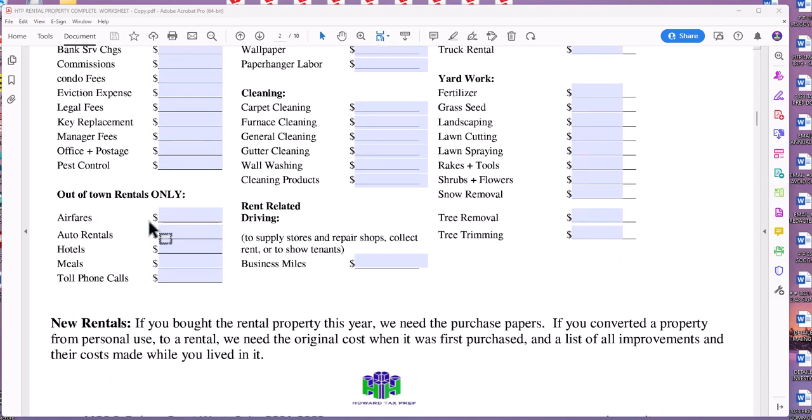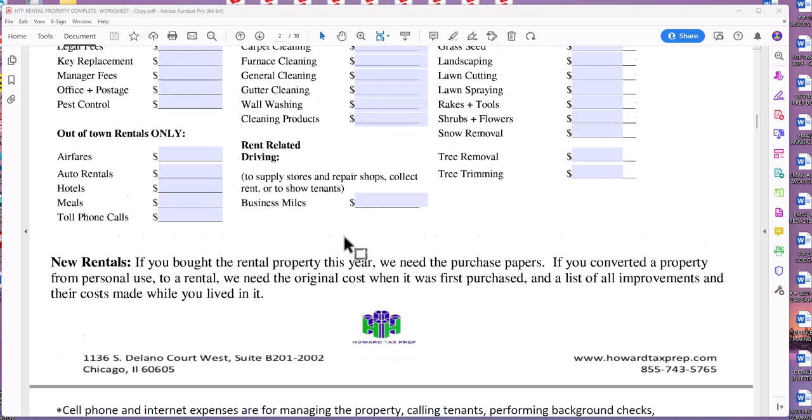If you have any out of town rentals, so I do have clients that live in Illinois, they may have rentals in Mississippi, Alabama, they're just all over. If you fly to those locations to check on your property, we can deduct the airfare. If you drive, instead of auto rentals, you will provide us with your mileage, year, make, and model of your car, etc.